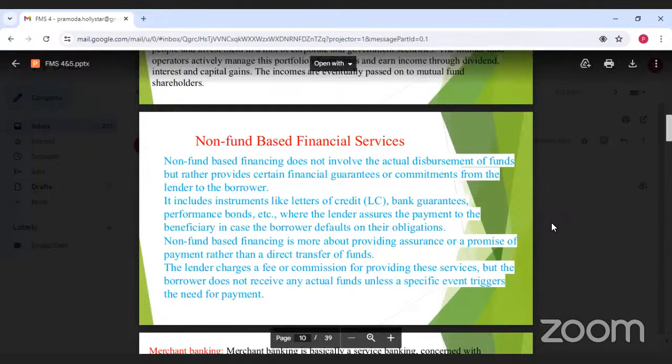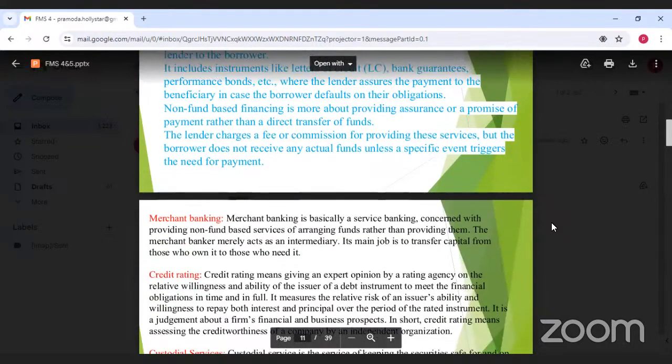Then the second category, whatever we have learned, is non-fund based financial services. Under the non-fund based financial services, there is no transfer of money or actual disbursement of loan amount to the borrower. That means funds will not be granted from that institution, but they will extend support for guaranteeing the loan taken by the borrower. Whatever loan is sanctioned to the borrower, these non-fund based or fee-based financial institutions will give the surety to the lender. Such kind of services, we call them fee-based or non-fund based financial services.